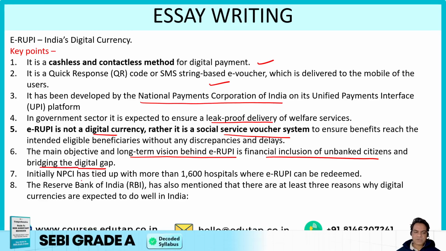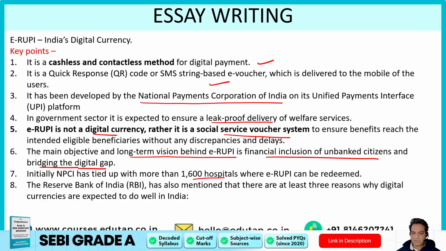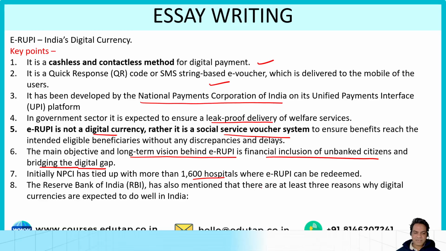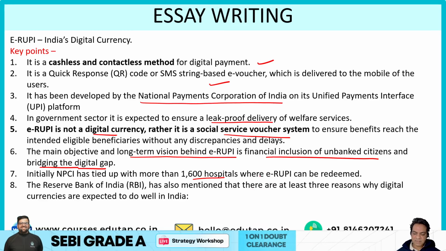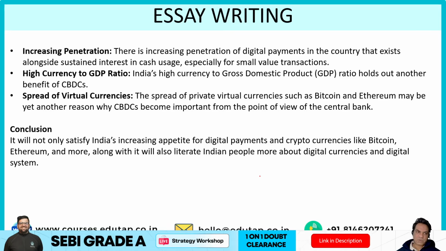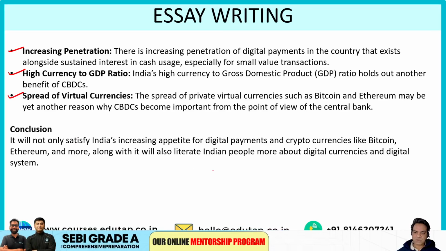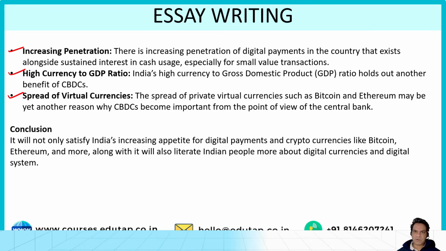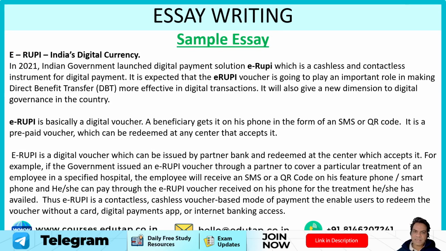So when you get these concrete points, initially NPCI is tied up with 1600 hospitals where e-rupee can be redeemed. RBI has mentioned that there are at least three reasons why digital currencies are expected to do well: increased penetration, high currency to GDP ratio, and spread of virtual currency. And in conclusion, this and that can be said. So once you've got the core points, the rough points of your essay, then you can execute them in your answer.